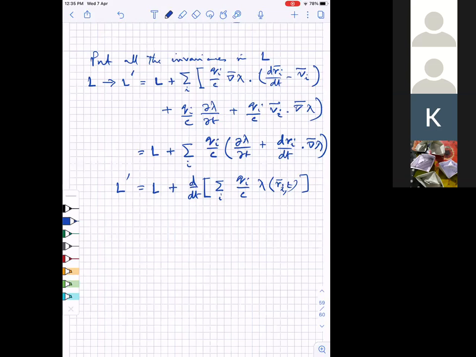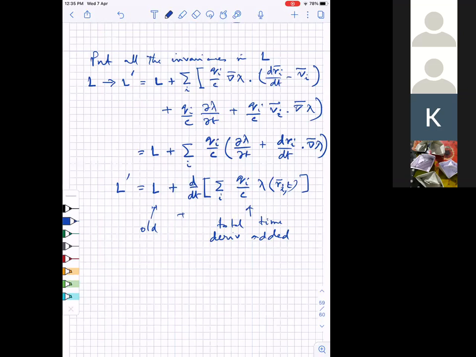So what do we have now? We have a total time derivative. Okay, so we have the Lagrangian. So this new Lagrangian is this old one plus a total time derivative added. So the transformed Lagrangian under this gauge transformation is the old Lagrangian plus an additional total time derivative, which basically means there will be a total time derivative which will go in the action.